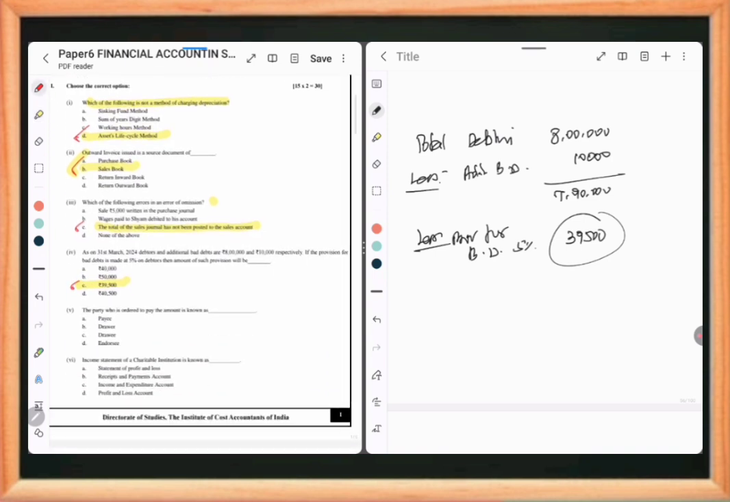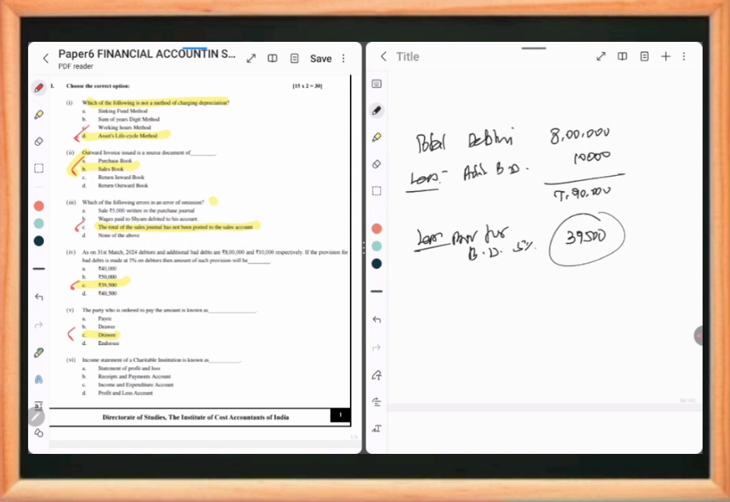And then, the party who is ordered to pay the amount is known as the payee or drawee or endorsee. In case of a bill of exchange, there are three parties: drawer, drawee and payee. If I draw any bill, it is to be accepted by the drawee, and the drawee is ordered to pay the amount. So the answer is C, C is the correct answer. Please make note of it.